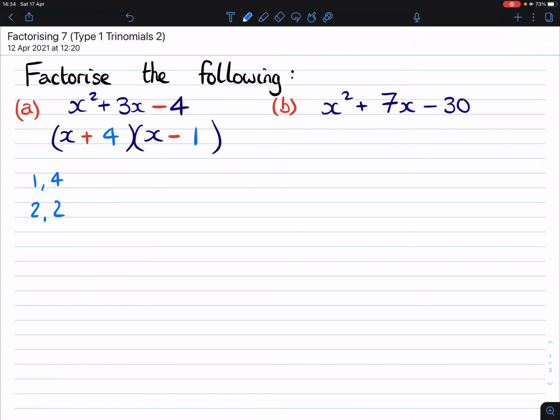In general, when you're looking at a takeaway sum, the bigger number will match the sign that you have before it. A plus 4 take away 1 makes a plus 3, whereas a minus 4 plus 1 would make a minus 3. See how the bigger number will match with that. So plus 4 minus 1, that's the first one done.